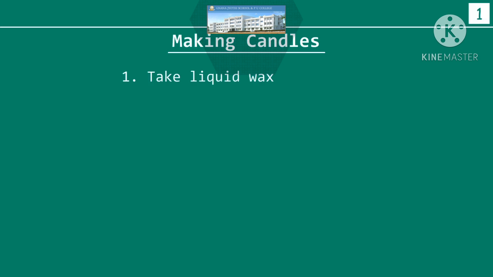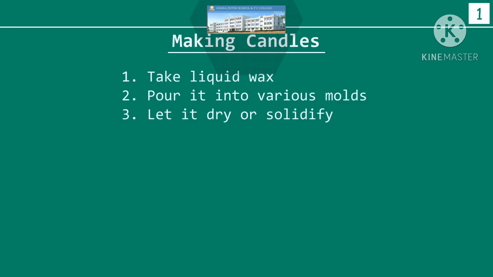The first step of making a candle is we start out with liquid wax, and yes, there is something called liquid wax. So the first step is you take some liquid wax. The second step is to pour that liquid wax into various molds. Molds are nothing but containers. The third and final step, you let it dry or solidify, and voila, you have a candle.